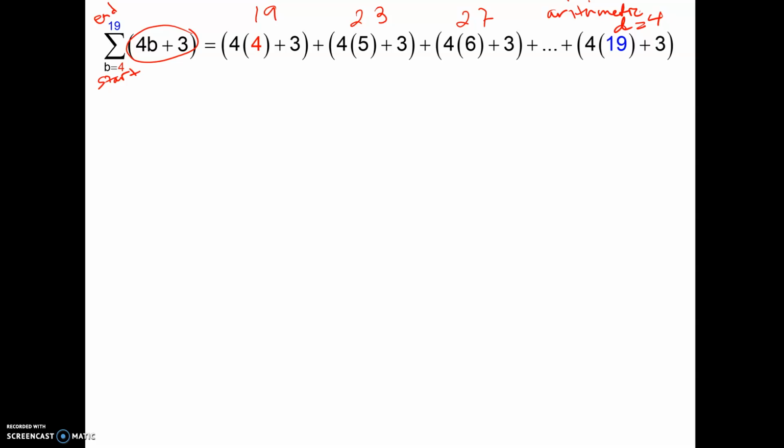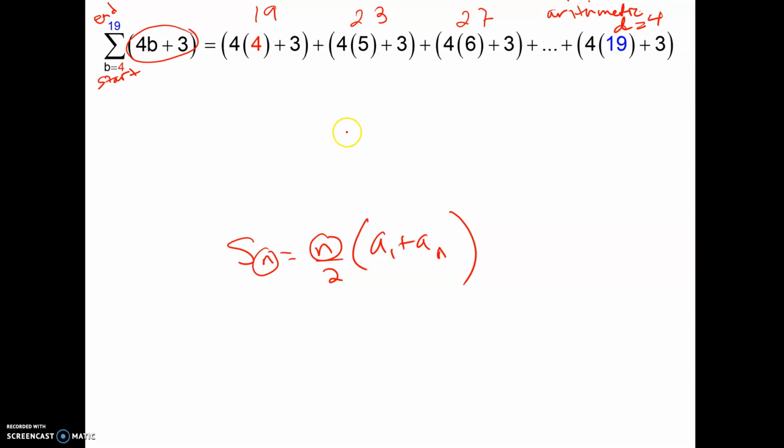But here's the tricky part. The partial sum formula goes like this for an arithmetic sequence. Oops, that's supposed to be an n. Let me fix that. So I need to know how many terms I have. Well, if you think, I just subtract 19 and 4 and that's it, it's 15 terms, that is incorrect. And let me just show you why.